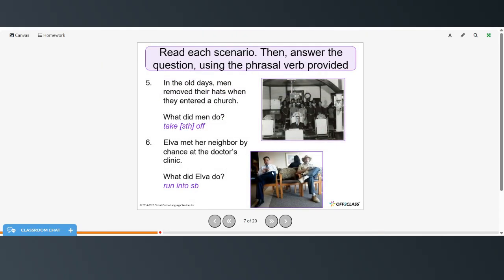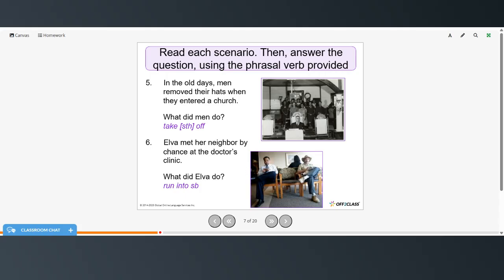Now read each scenario, then answer the question using the phrasal verb provided. Again, you can pause the video, try these on your own. If you would like to enter your answers in the comments, that would be great. So in the old days, men removed their hats when they entered a church. What did men do? They took off their hats.